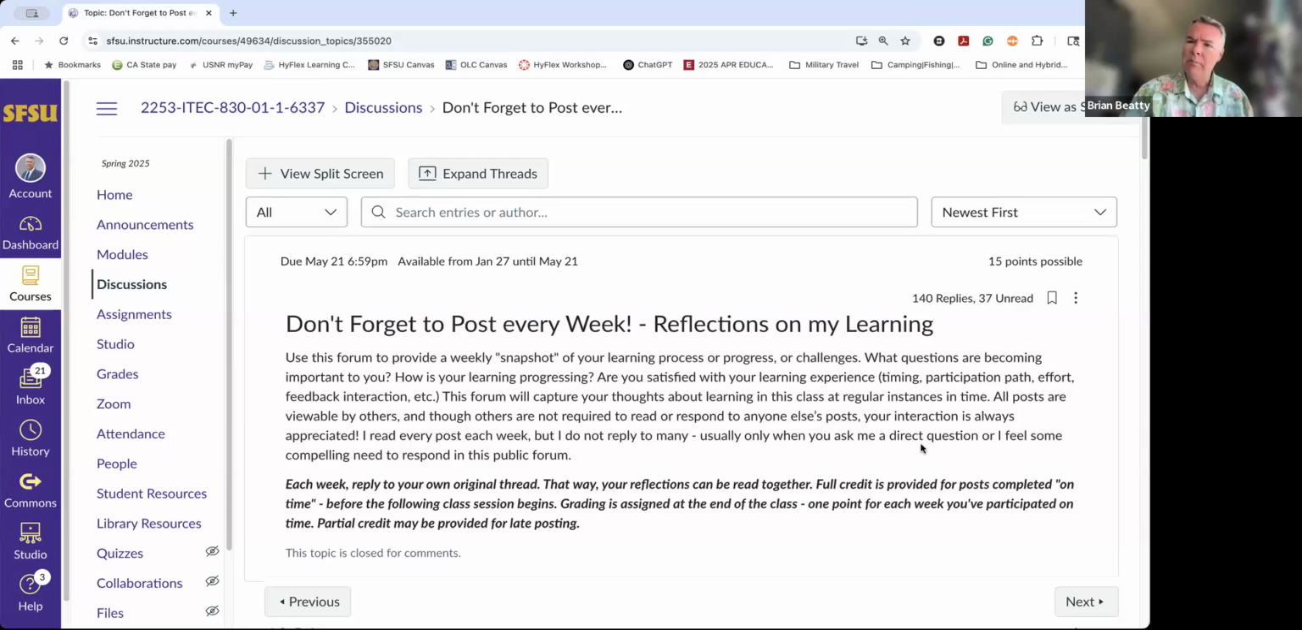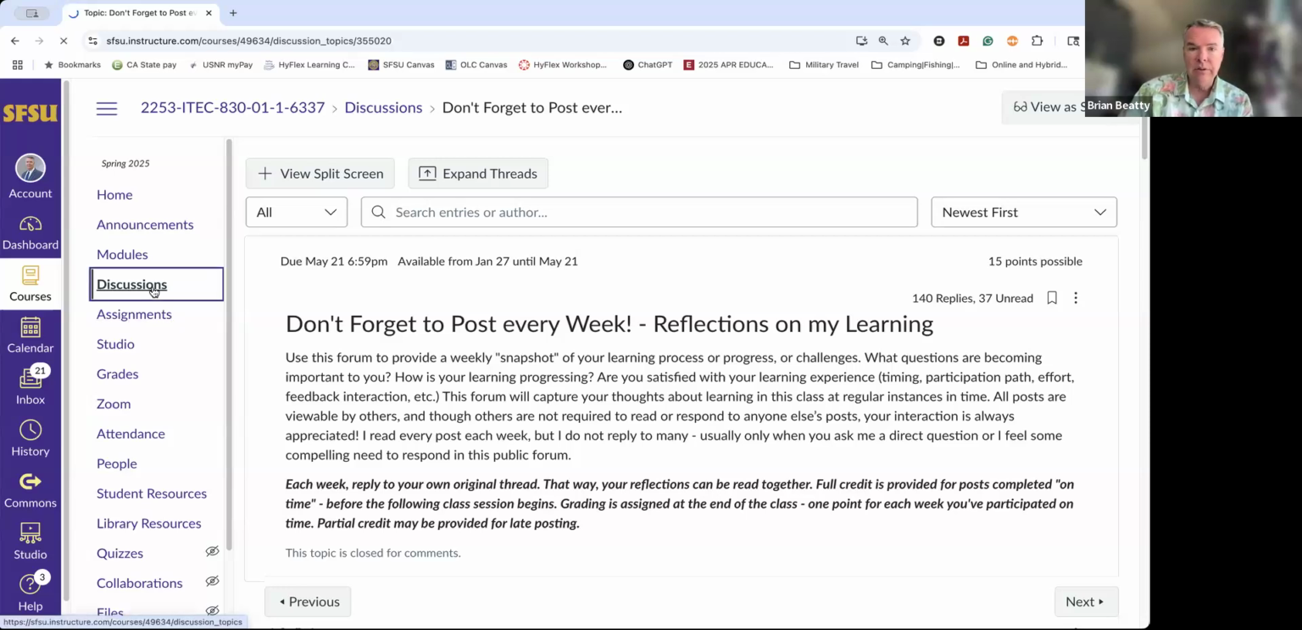But then they reply to it, and everybody else can see everyone else's posts as well. They don't have to look at everyone else's posts, but they can. They don't have to reply to anyone, but they can. I tell them I read everything. I'm the only one required to read everything. Some of these may have been posted late, which might be why they didn't get read at the very end, the last two or three days. But I also tell them that I don't reply to most posts. I only reply when they're asking me a direct question or saying something I feel I have to interact with publicly in the forum. So that's the first way I do this kind of engagement.